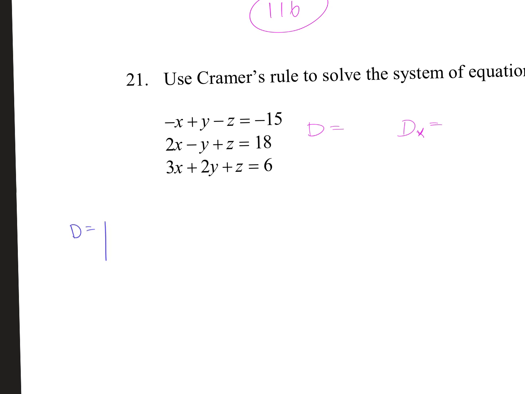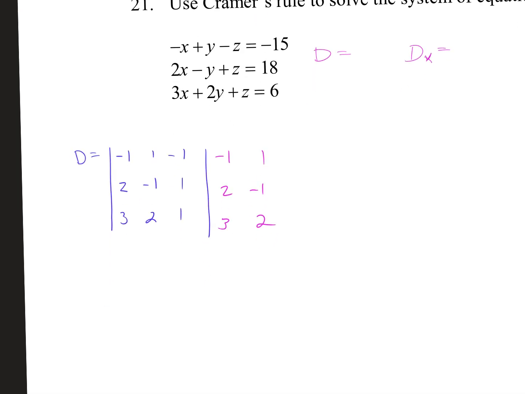So your determinant is just the coefficients. Coefficients of the first one: negative 1, 1, negative 1. Second one would be 2, negative 1, 1. And the third one is 3, 2, and 1. So now recopy the first 2 columns. Are we going to have to know the formulas? I'm going to give you all the formulas you're going to need to know. We recopy, and then let's find our determinant. This is where you got to really be careful and take your time. Watch signs.